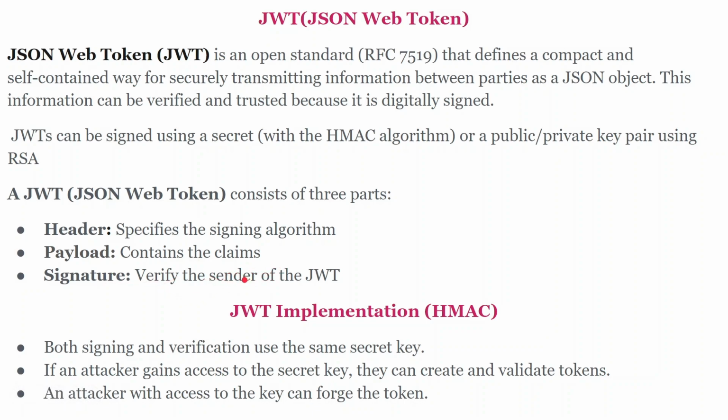Okay, so let's look into the HMAC algorithm, which is the commonly used algorithm for implementing JWT. Here we have the secret key, which is used both for signing and verification of the token, and it can also be used to encrypt and decrypt the token. If an attacker gains access to the secret key, then he can create and validate tokens, and he also has the ability to forge the token.